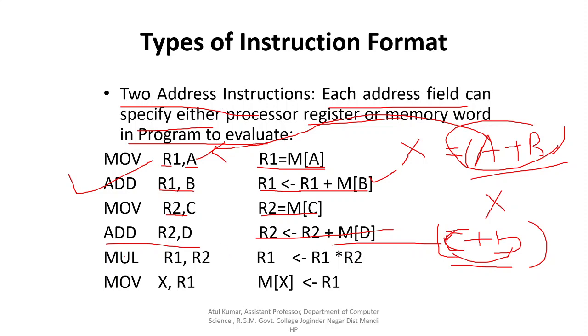Next is the multiplication operation. And what is the multiplication operation? MUL R1, R2. So R1 is equal to R1 multiply R2, and this is stored in R1. The next is the move operation. Move the contents of R1 to X, that is the position or address in the memory. So R1 is placed in the memory address X.